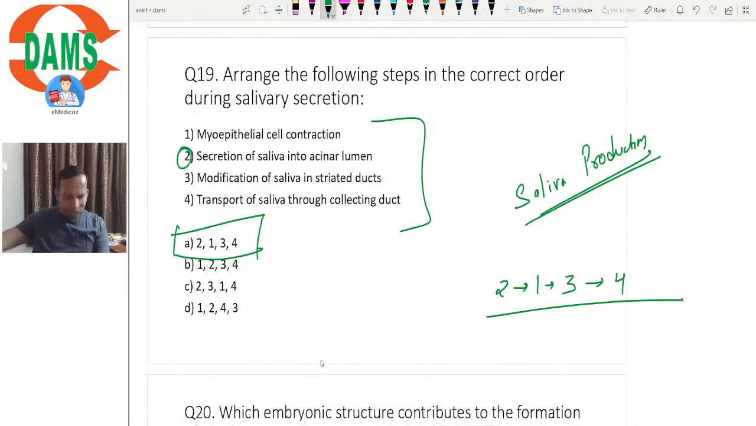Is it for question number 18 or 19, Anshul and Bhavna? क्वेश्चन 19 के लिए तो क्या होगा? ऑप्शन A, isn't it? सबसे पहले saliva secretion, then expulsion, then modification, and then its transport into oral cavity, right?